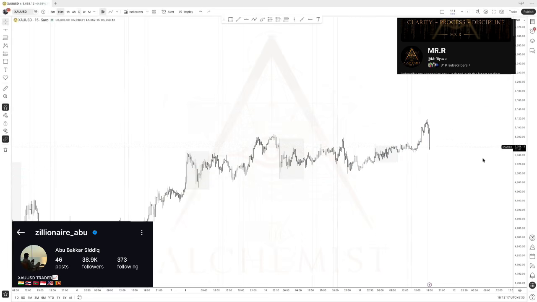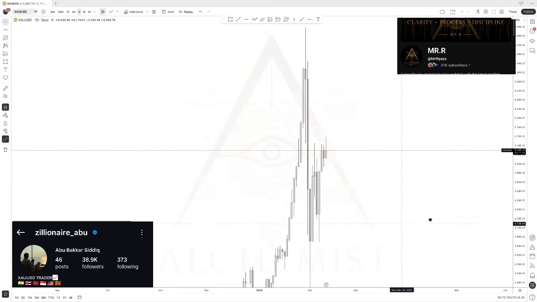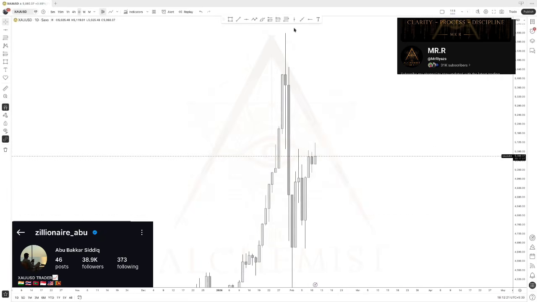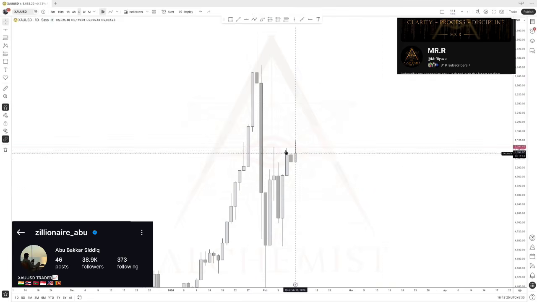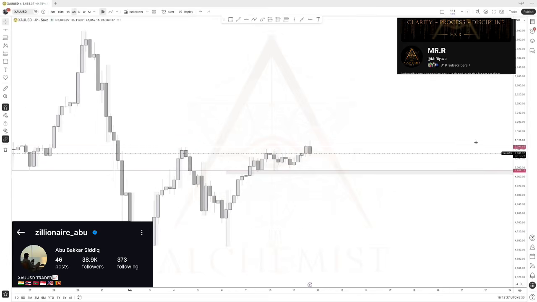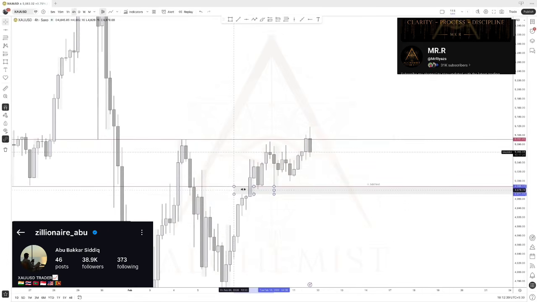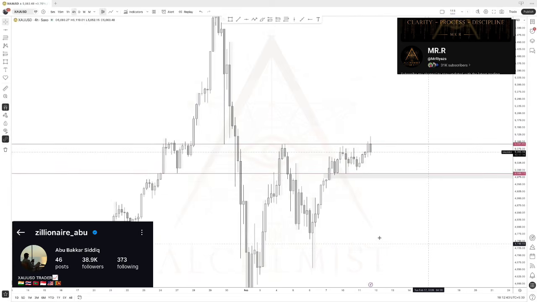Right, so let's go to the daily. Now what I can see on the daily is a sweep of a swing high from the last week and even these highs. So this rejection could cause a push down into yesterday's low, and this could be a key level. The 4-hour time frame is currently bullish. The daily time frame is also bullish.